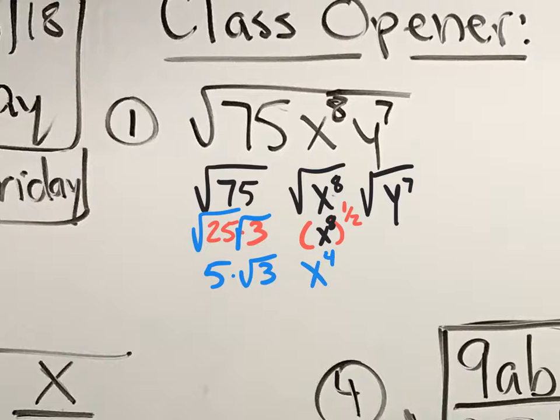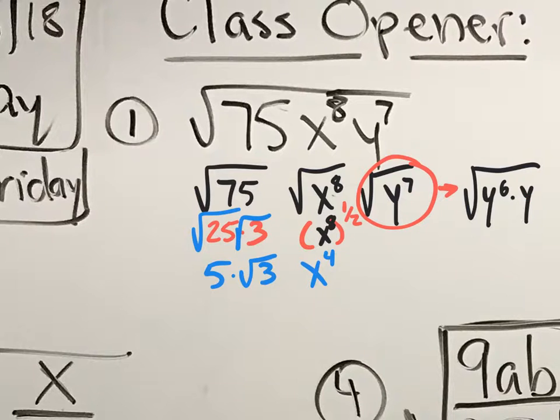Now on this last one, I'm going to rewrite this guy. Sorry about the technical difficulties here. So I know that I would like to have an even power inside the square root. So it would be nice if I had like y to the 6th. And that's what I'm going to do. I'm going to rewrite it as y to the 6th times y, because that's the same thing as y to the 7th. Y to the 6th times y is really the same thing as y to the 7th.